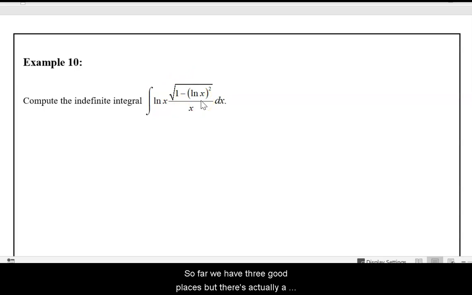So far we have 3 good places, but there's actually a fourth, and it's the fourth one that we actually want. The fourth good place to find u is that something is being raised to the second power. When you have power functions, then a good place to find u would be the thing being raised to the constant power. In this case, natural log. Why did I know to go for natural log? Yes, there's a natural log on the outside, but if I let natural log be u, then this also becomes u on the outside.